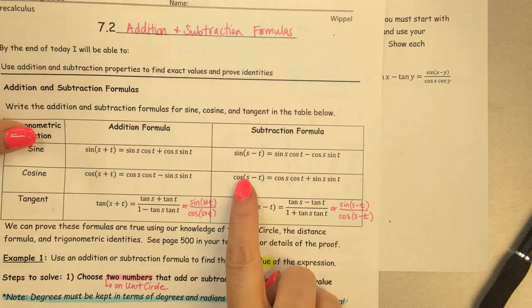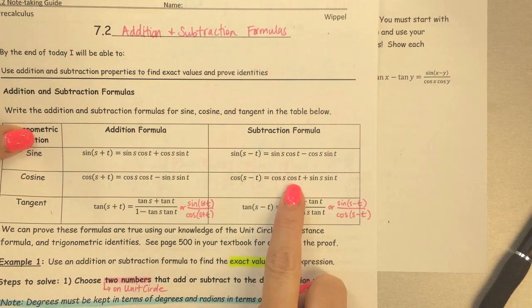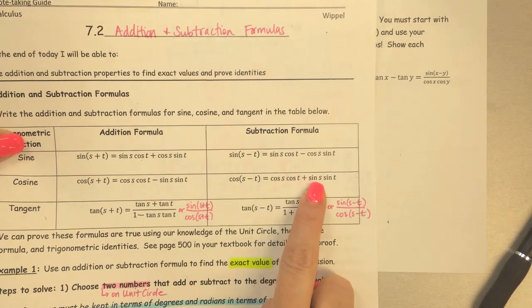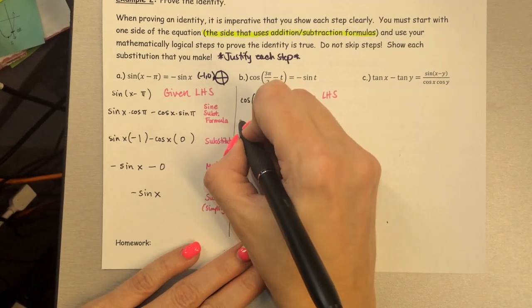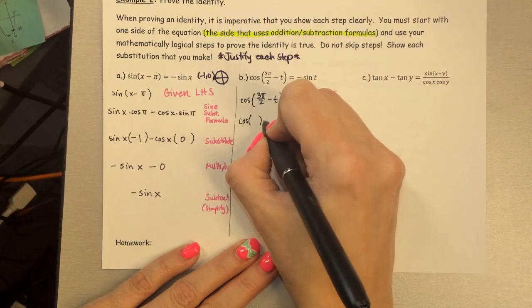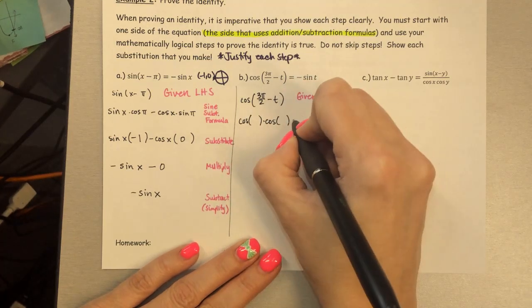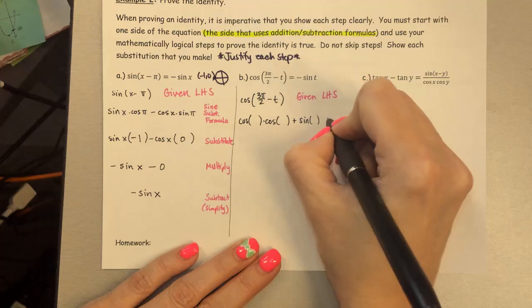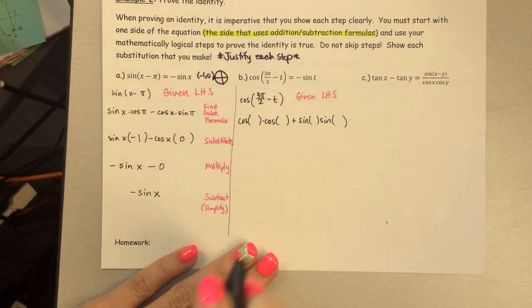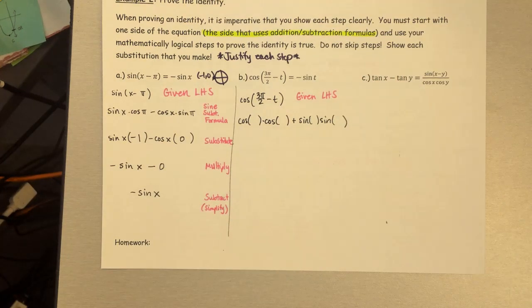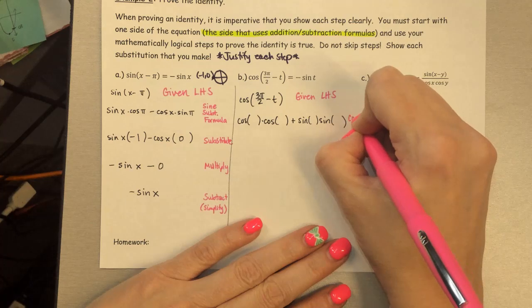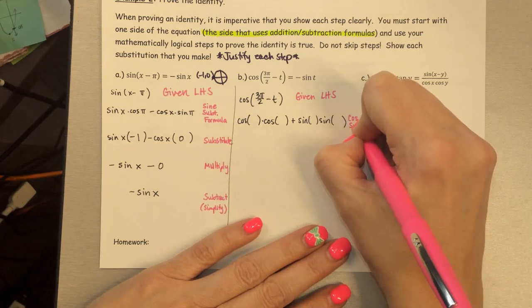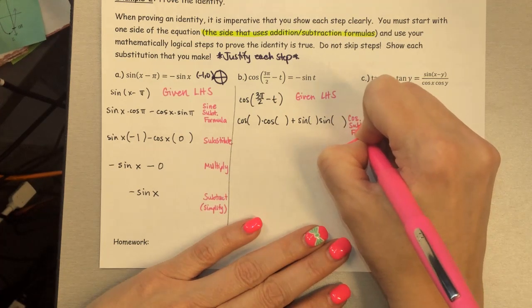Okay, our subtraction formula for cosine is cosine cosine plus sine sine. So sometimes I do that and write it down like that. Okay, so we're doing the cosine subtraction formula.